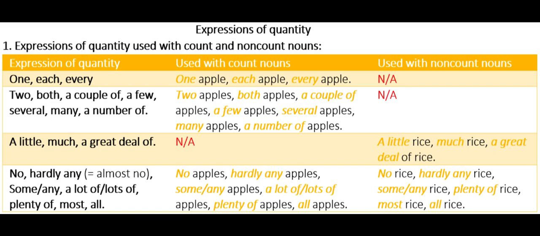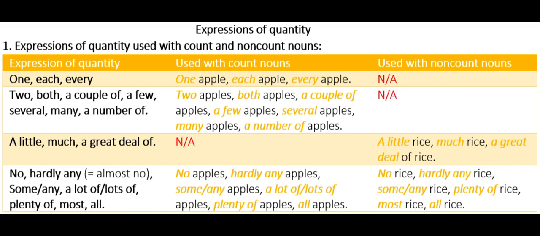Expressions of quantity. 1. Expressions of quantity used with count and non-count nouns. 1. Each, every. Used with count nouns. Example: one apple, each apple, every apple. 2. Both, a couple of, a few, several, many, a number of.